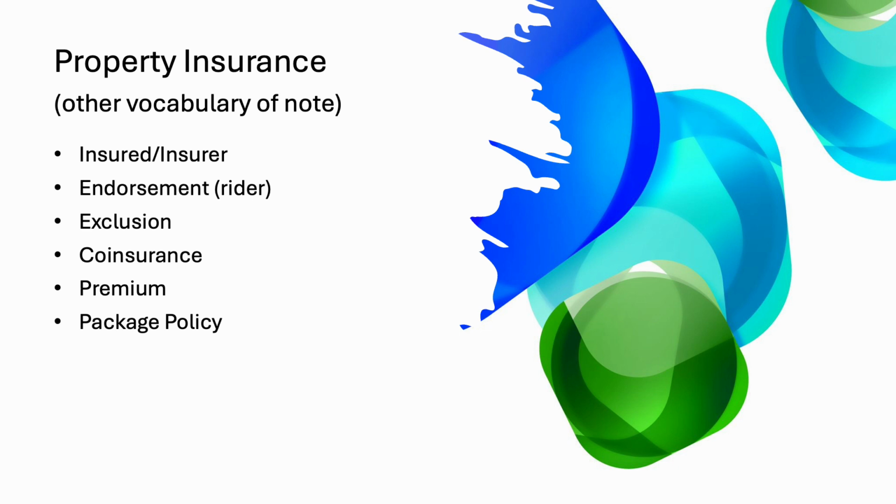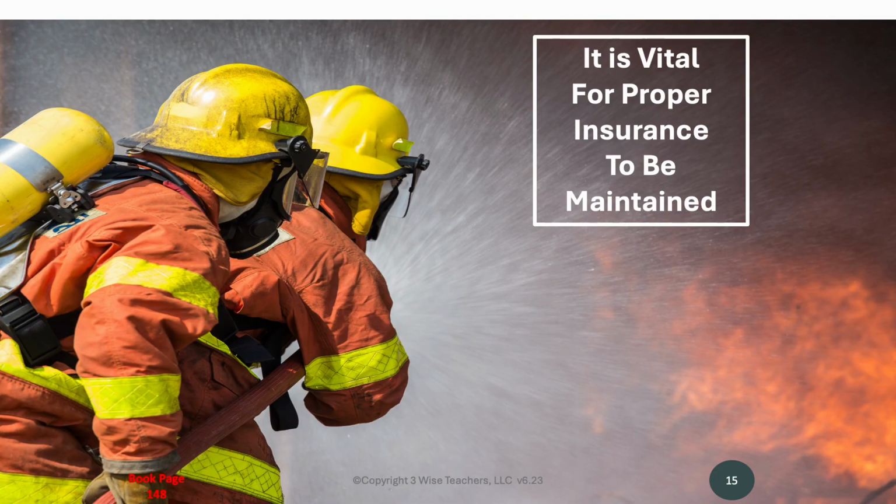And then finally, package policy. We have alluded to this a little bit earlier. Your HO3 policy includes not just real property, but also personal property, and it also includes casualty insurance. So if something were to happen to the property, you would be covered for that. But it also includes liability coverage in case someone were to come on the property and be injured on your property. And then finally, it is vital for property insurance to be maintained.